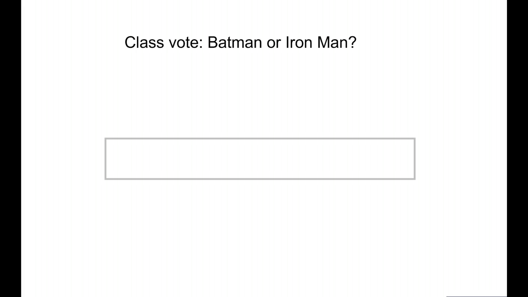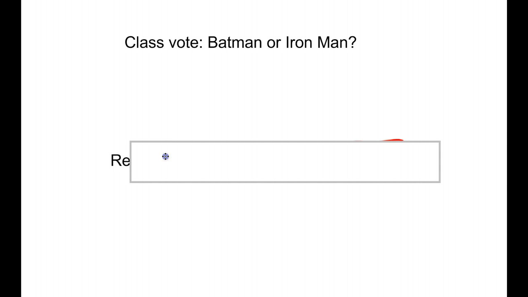I'm going to recap the sampling simulation that we did in class. We started out by taking a class vote. Do you prefer Batman or Iron Man? After giving people time to think about their various reasons they may support one or the other, everyone had to pick exactly one of the two.